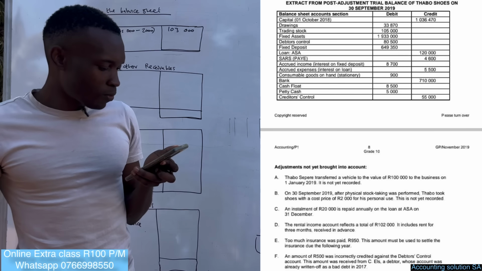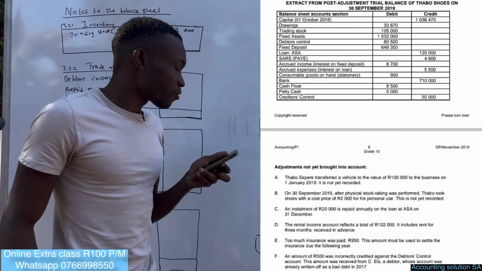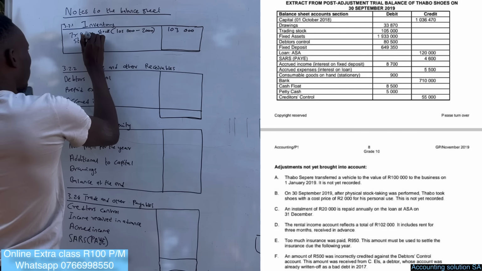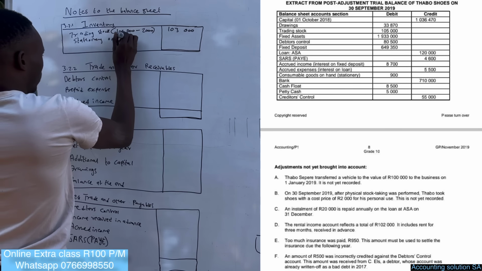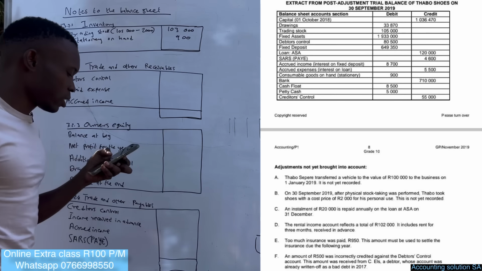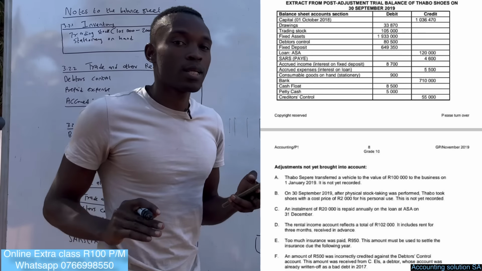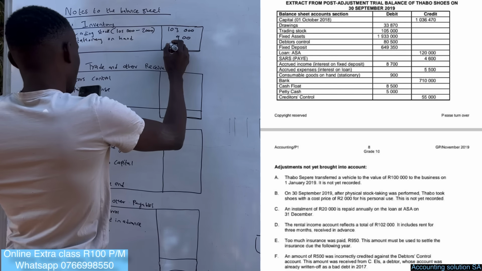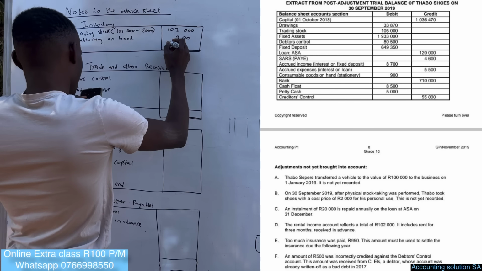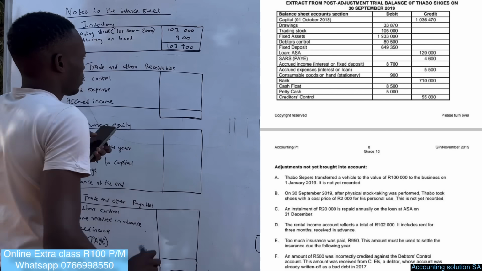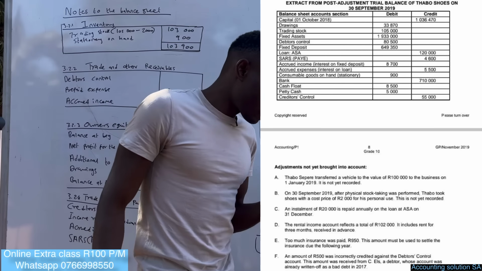Now let's check. We have consumable stores on hand, stationery on hand of 900. In this case, we no longer have any other transaction that is going to affect this note. We can calculate the total, which is going to give us 103,900. Now let's proceed to the next one.